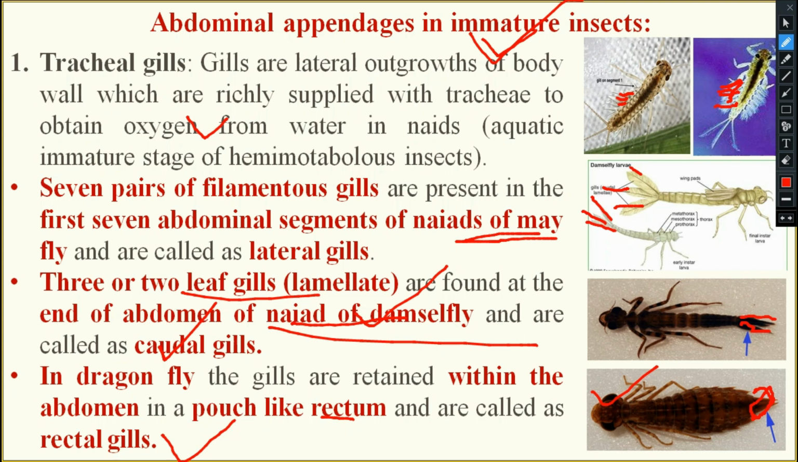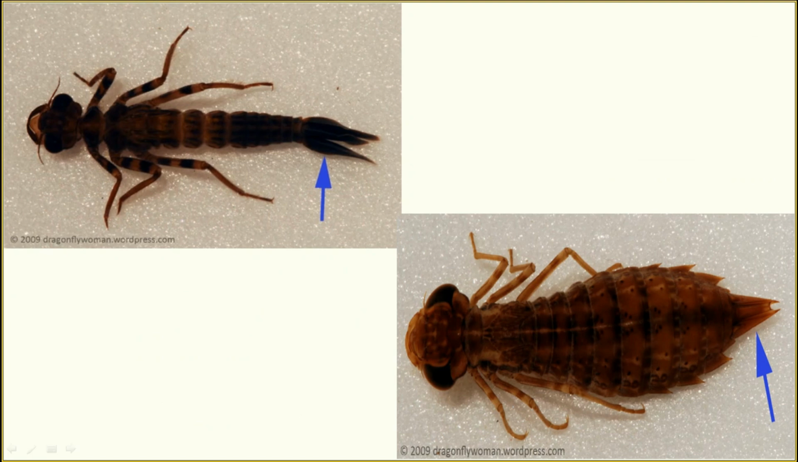Filamentous gills are present in the first seven abdominal segments of naiads of mayfly. Caudal gills are present at the anal end, just like three leaves, in naiads of damselfly. Rectal gills, a pouch-like structure near the rectum at the abdominal end, are present in naiads of dragonfly. What is a naiad? You understood? The immature stages of Ephemeroptera and Odonata are known as naiads. You see this one and this one? This is your caudal gill and this is your rectal gill.